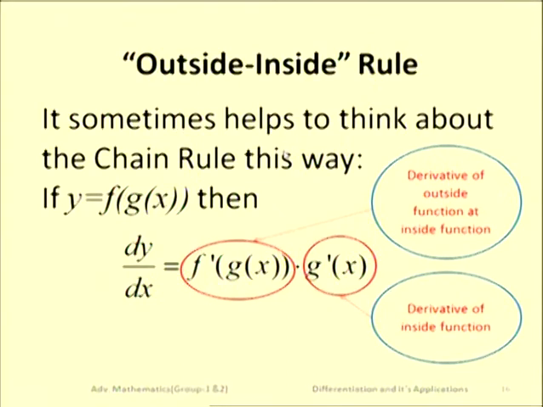It is one type of chain rule, or another way to represent the chain rule, but here we don't need to assume u or other notations. We directly get the derivative using this. So from now onward, we'll use this outside inside rule to differentiate the function. For that, let us see some more examples.